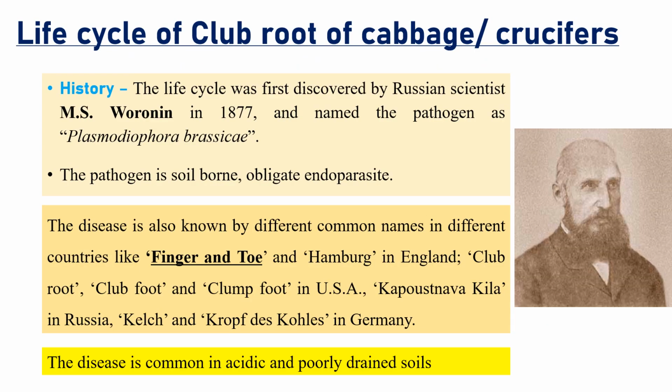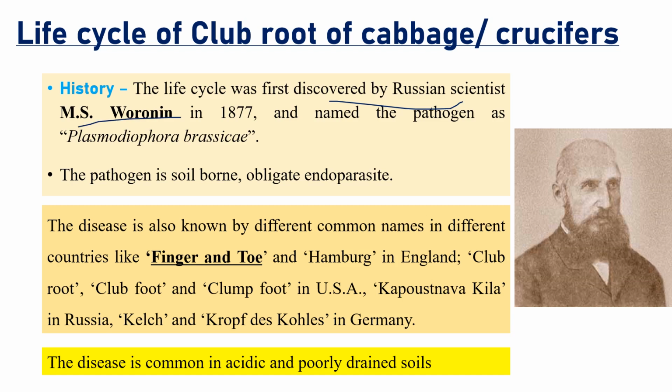Now we will see the life cycle of the clubroot of cabbage pathogen. In the life cycle, we are going to see only the important basic points. I'm not going to explain in detail all of the life cycle because we have plenty of life cycles in upcoming fungi also. So I'm going to give just the important points. When it comes to the history, the life cycle of the clubroot of cabbage pathogen was first discovered by the Russian scientist M.S.